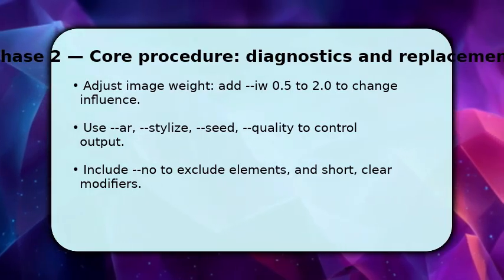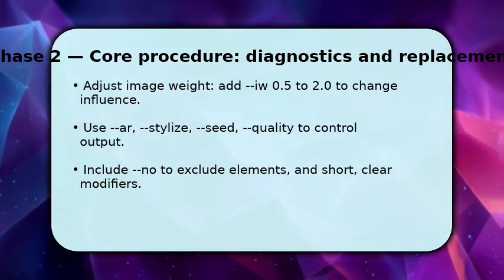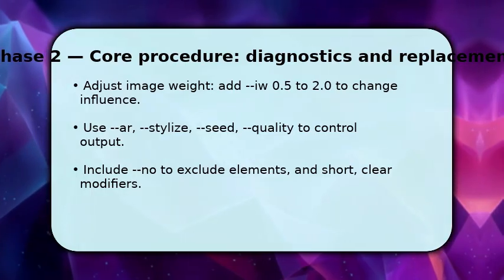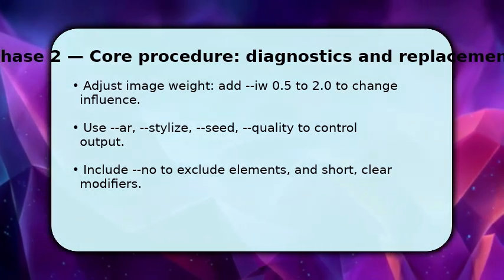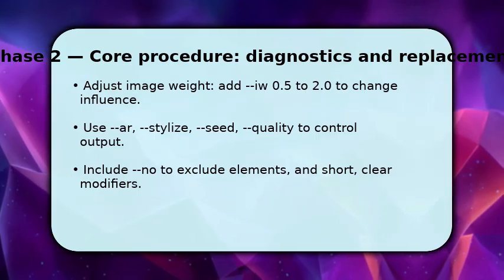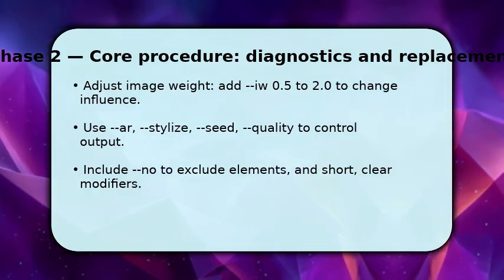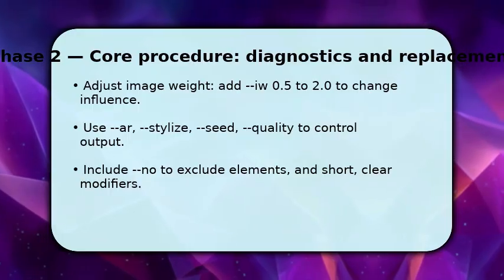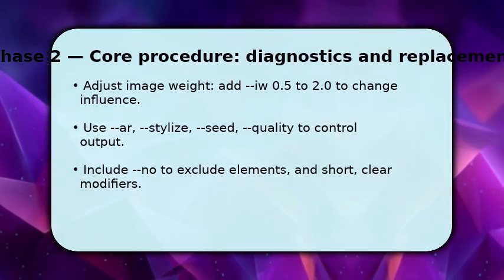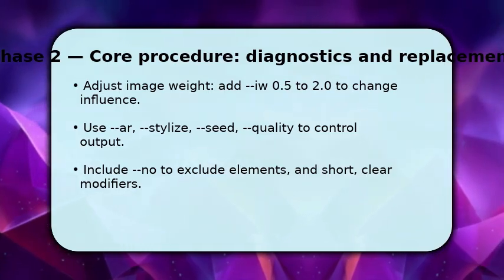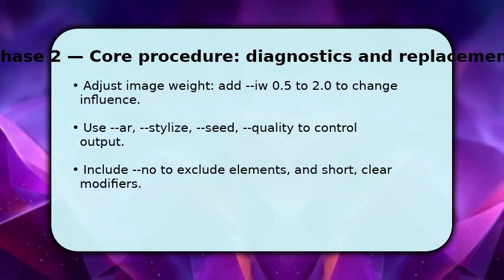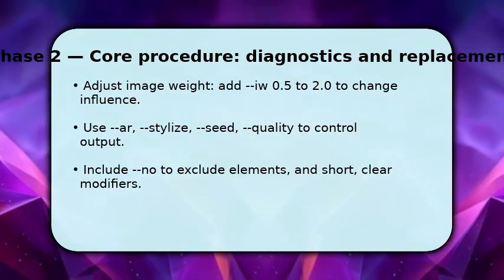Put the image link first, then craft your prompt and add --iw 0.5 to 2.0 to shift how strongly the image guides results; higher equals stricter adherence. Then include --ar for aspect ratio, --stylize for creativity, and --quality for render time versus detail. If you want consistent results, lock a seed. Make sure to use --no to exclude unwanted items. This gives you precise control during the middle, iterative passes.